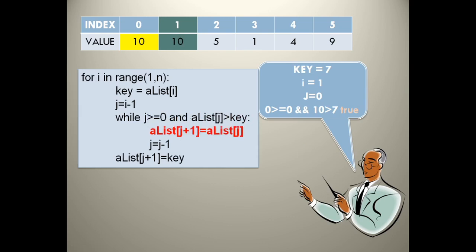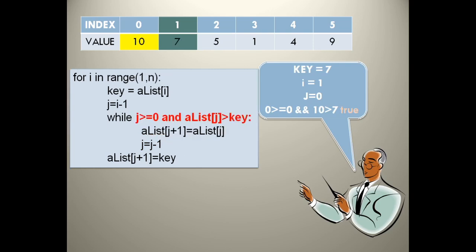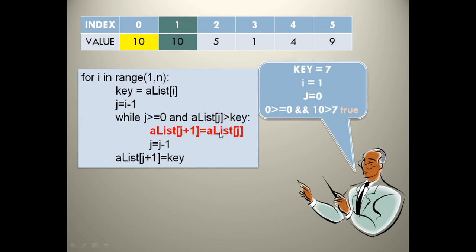Okay. Now, what is done here in the while loop? You can see here, initially here it is 7, it is 10. Now due to this assignment statement, your 10 will be copied onto the first element. Of course, don't worry about your 7. The 7 you have already stored and kept in key.